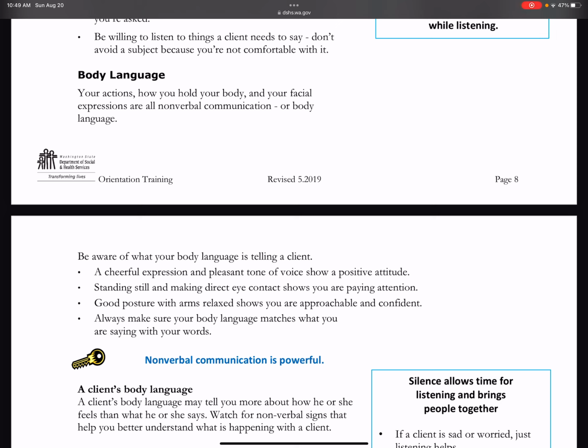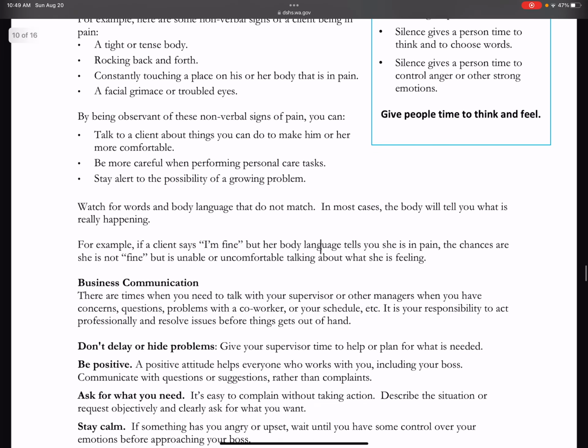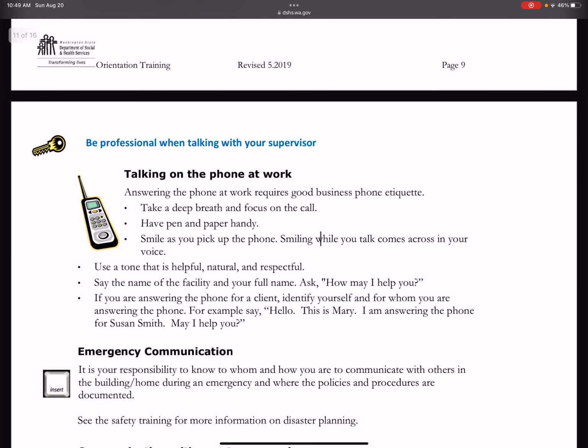Be professional when asking your supervisor or boss what you want to do. Usually, do it like a business communication. There are times when you need to talk with your supervisor or other managers when you have concerns, questions, or problems with a coworker or your schedule. It is your responsibility to act professionally and resolve issues before things get out of hand. Don't delay or hide problems. Be positive. Ask what you need.